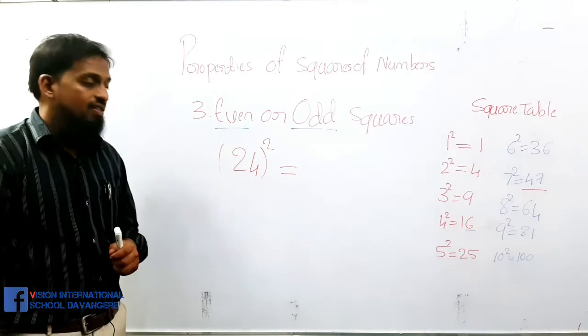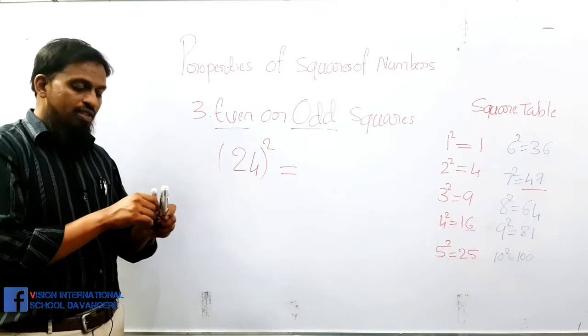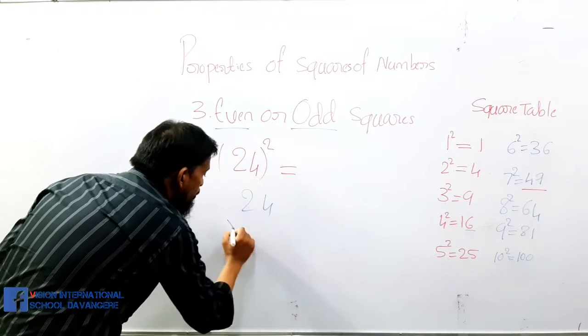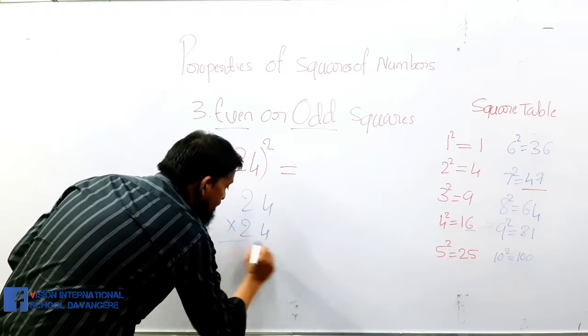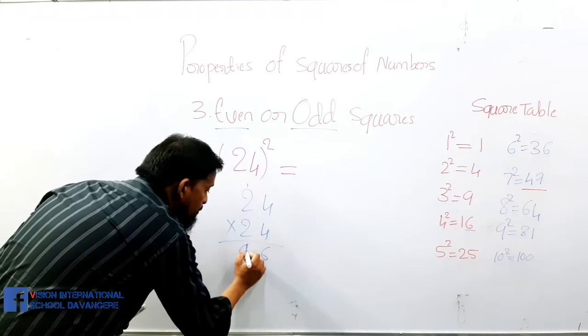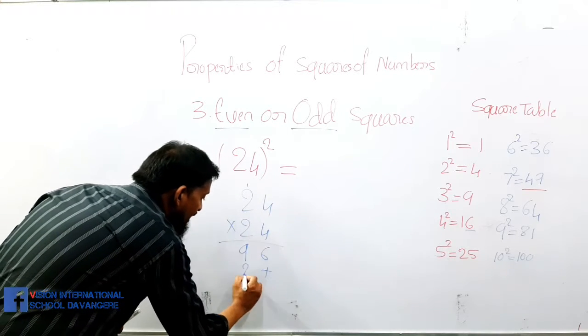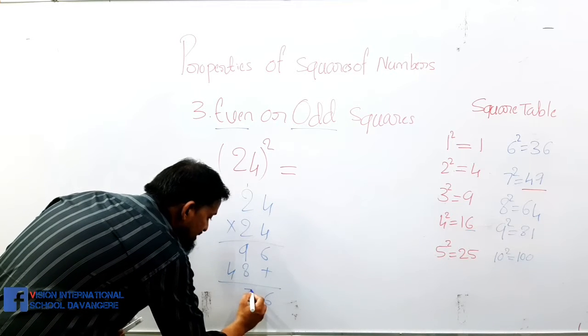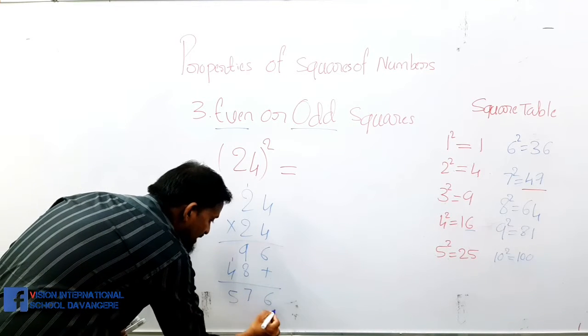How to identify this? The first method, always the first method, will be the longer method. Multiply 24 into 24. Last time we have multiplied it. 4 4s are 16, carry 1. 4 2s are 8 plus 1 is 9, plus 2 4s are 8, it is 17, carry 1. 2 2s are 4, plus 1 is 5. So it is 576.